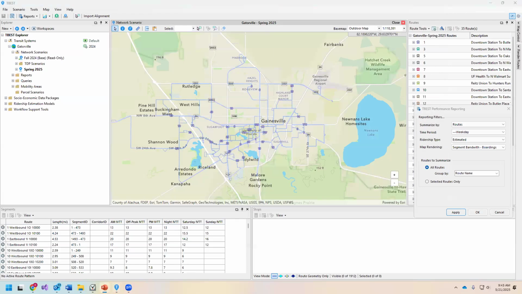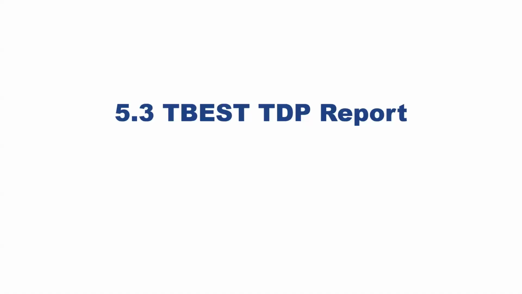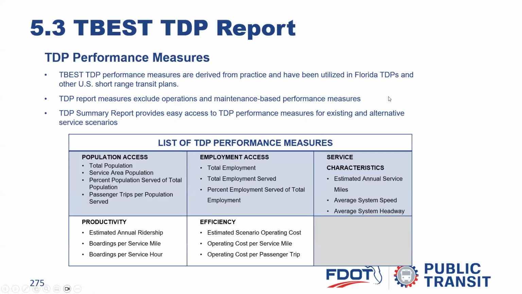All right, next is the TDP report. So the TDP report, we're looking at TDP performance measures. Basically, this report came out of some research that was done a few years ago through the Center for Urban Transportation Research, where they looked at performance measures from the overall practice that have been utilized in Florida TDPs and around the US for short-range transit plans.